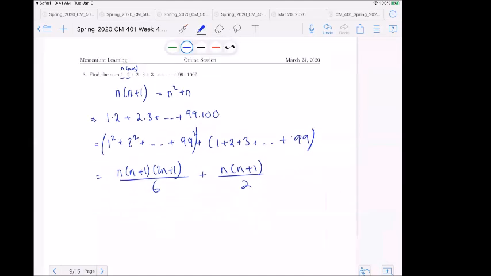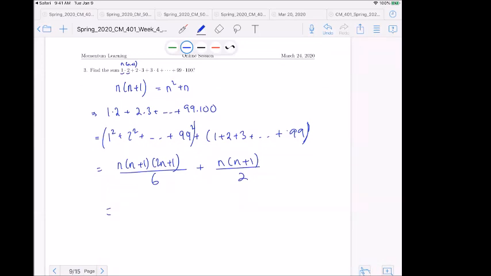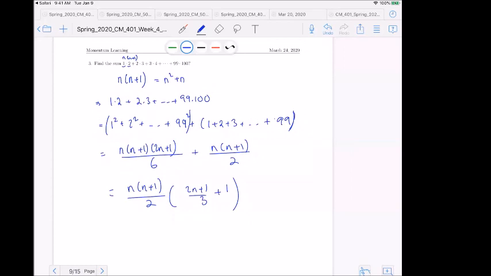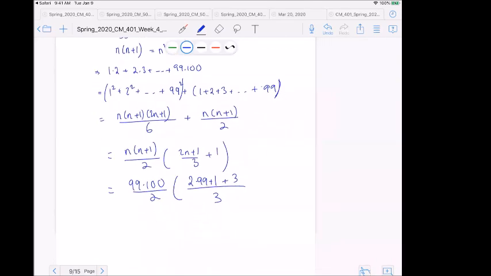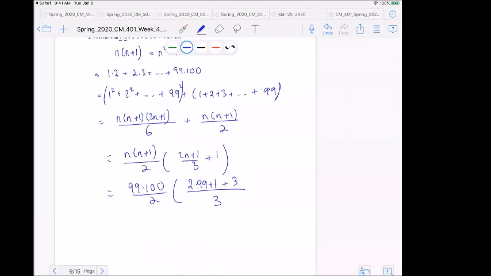Now here, you can factor out n times n plus 1 over 2. We get 2n plus 1 over 3, plus 1. What is n times n plus 1? 99 times 100 divided by 2, times 2 times 99 plus 1 plus 3, over 3. I hope that makes sense.